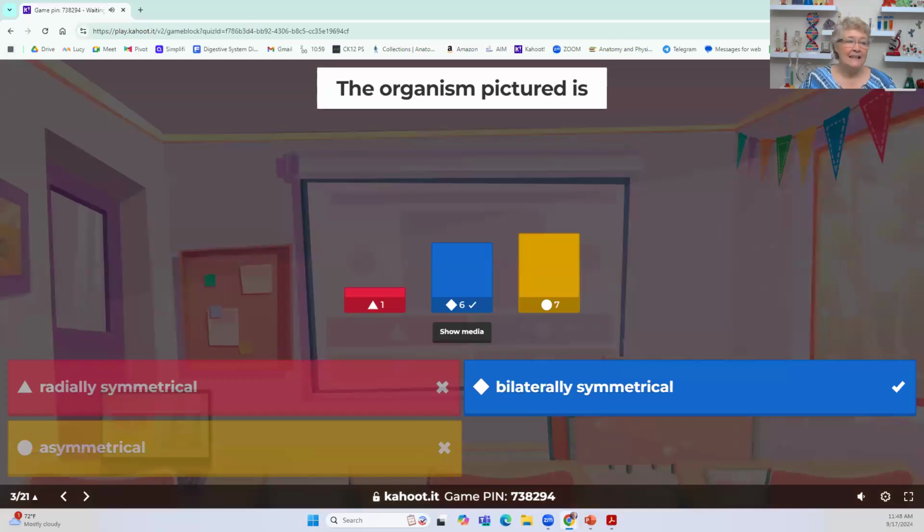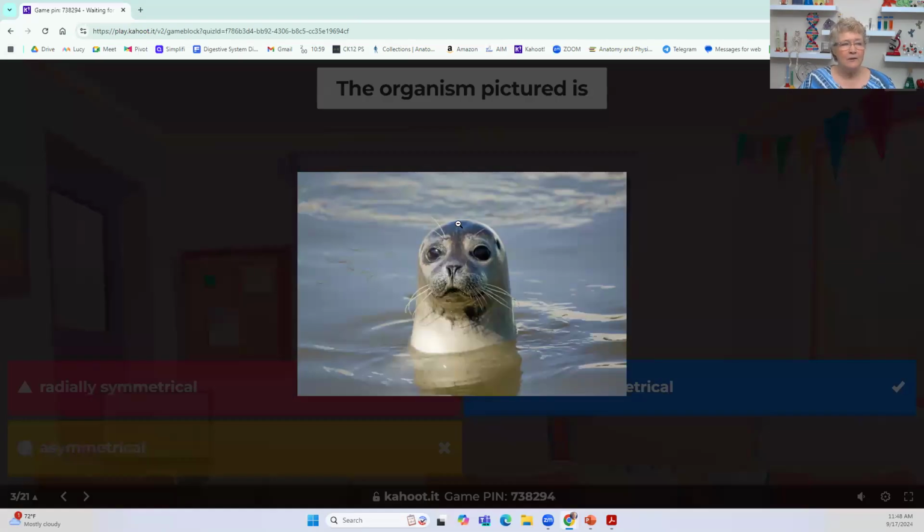This is bilaterally symmetrical. All right. I want to try to explain this again because I'm still seeing about half of you getting it wrong. This is bilaterally symmetrical because there's one line. In general, things that have a face or a head are going to have bilateral symmetry because you can draw a line right down the middle of their face.